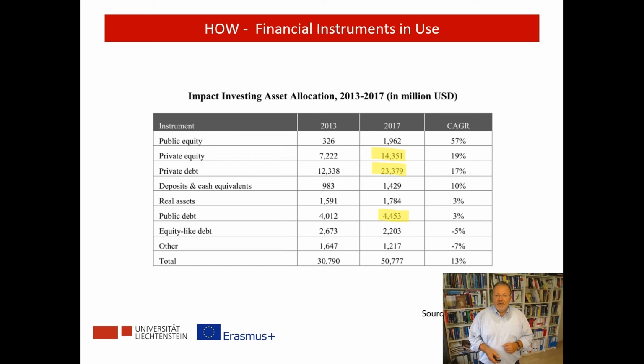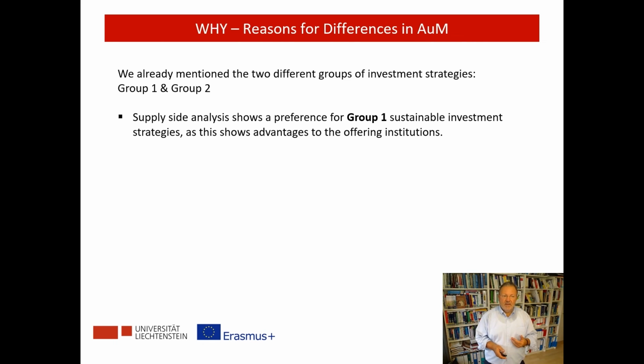On the next slide, the impact investing asset allocation between 2013 and 2012 gives us an overview of the most used investments. Here we see the highest assets under management are held by private debt, followed by private equity, and then by public debt. So we go to the next slide.